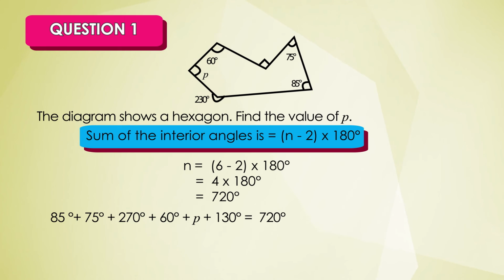Solve the equation. P equals 720 degrees minus 620 degrees. P equals 100 degrees. The value of the angle P is 100 degrees. Well done, girls and boys.